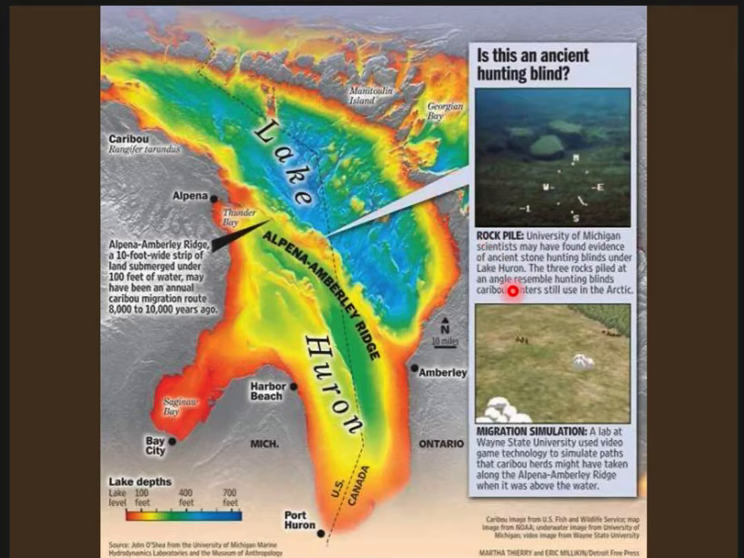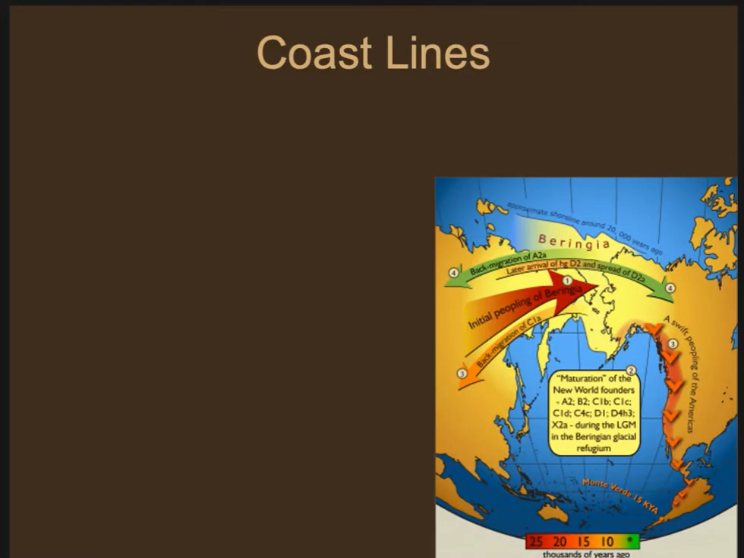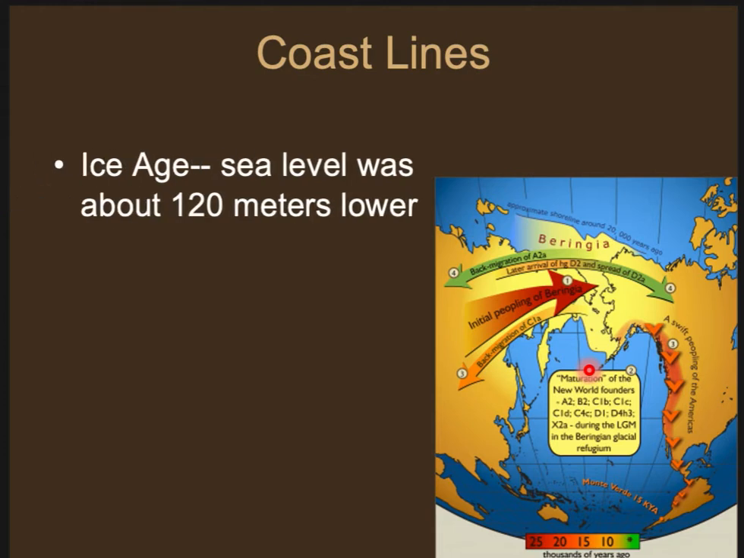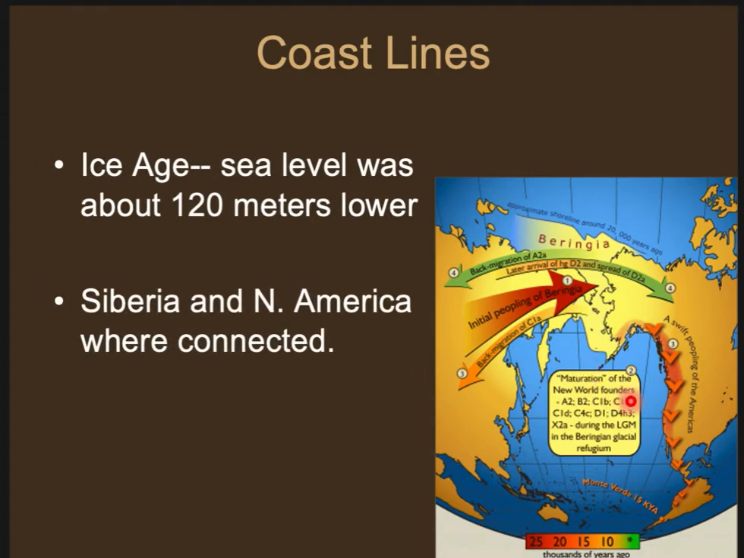Right? So they've used submarines and sonar equipment to find these, and it looks like stones that are set up in a line in order to kind of trap the caribou as the caribou were migrating and being chased by hunters. The migration of people during this time period was made possible because during the Ice Age, when it was colder, sea levels in general were lower, right? About 120 meters lower. And so Siberia and North America were connected.